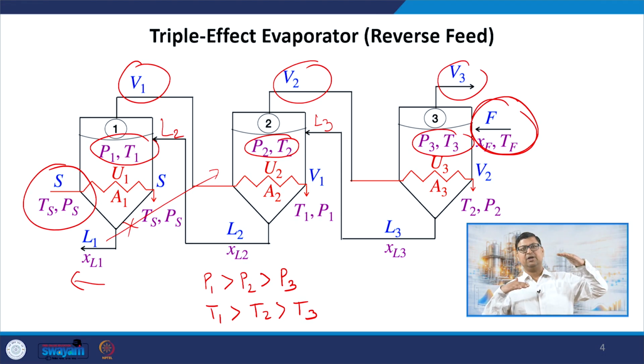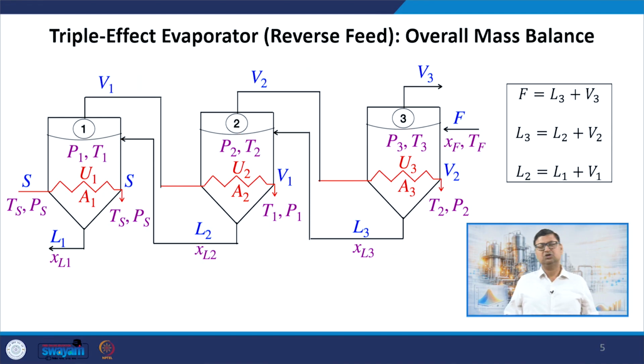The vapor is going in this direction and liquid is going in the opposite direction, right. And of course, we have discussed the advantages for these cases. So, let us now do the overall mass balance for the three cases.